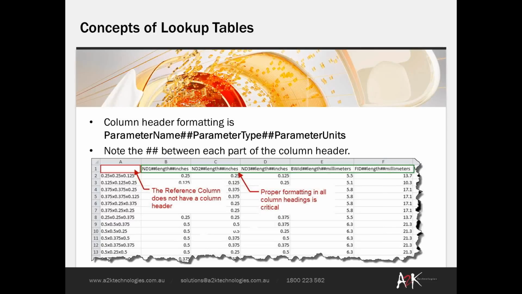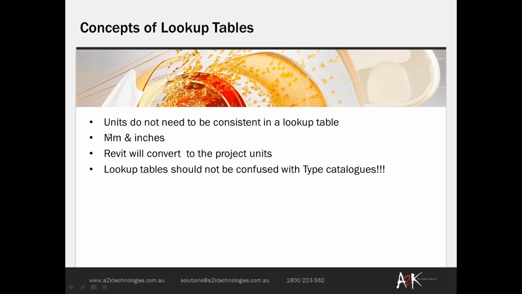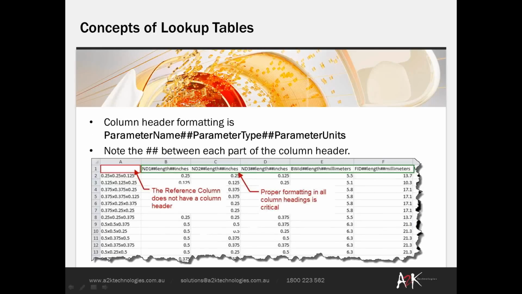Okay. So moving across to the next columns, the formatting for the headers is important. You need to get the formatting correct here. This is an example of the formatting that needs to be in place. So it's parameter name, parameter type, and parameter units, and they're separated by two hash marks. If you don't get that formatting correct, then it's not going to work. So it's important to get the formatting of that header correct.